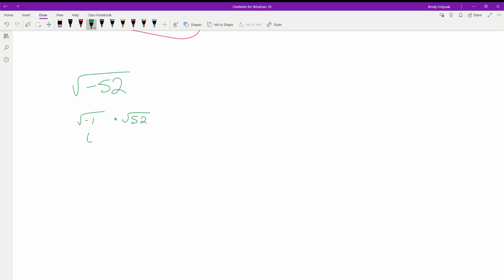Because a lot of times we're going to have another I in there that we get squared at some point, and it's going to turn into a -1. Because when we square a square root, we get just the value underneath the radical. This guy, we're going to split up. What are the factors of 52?